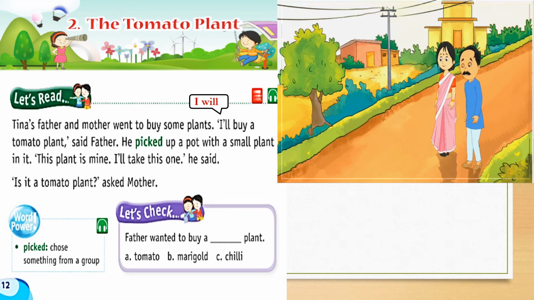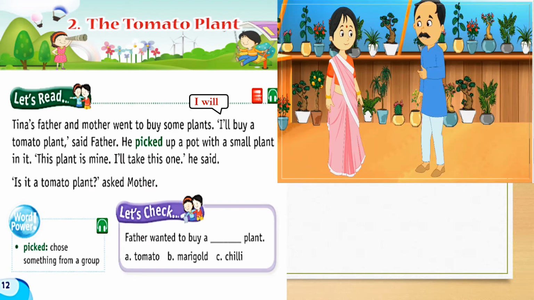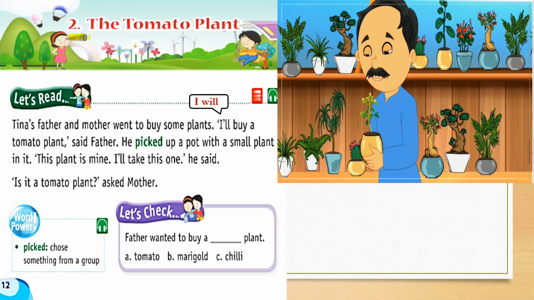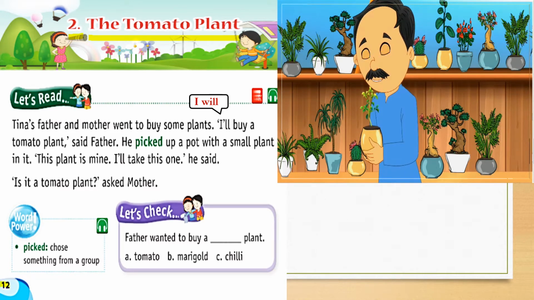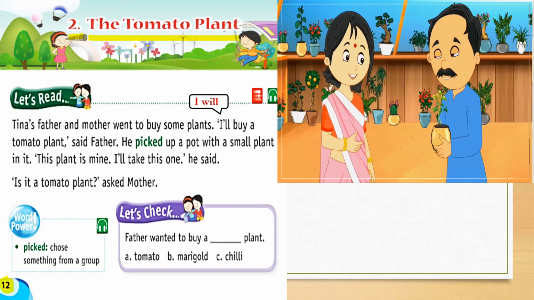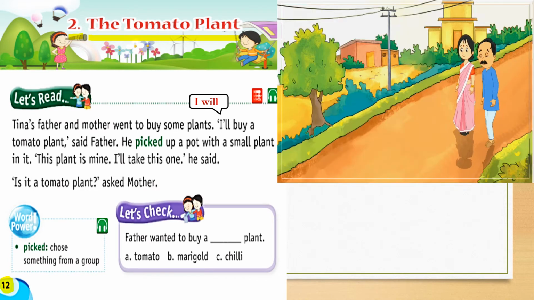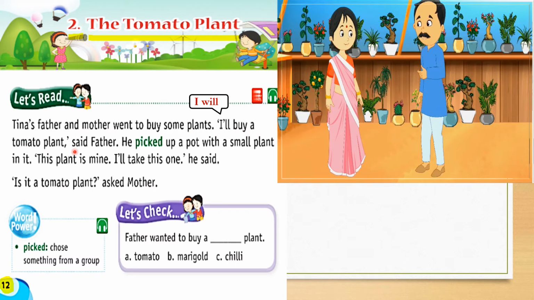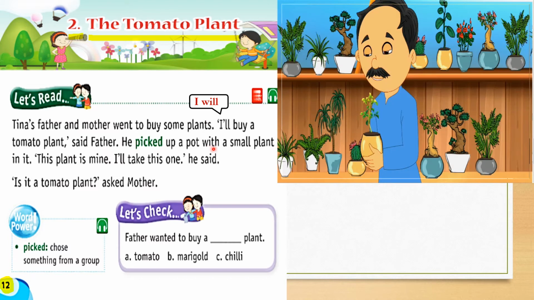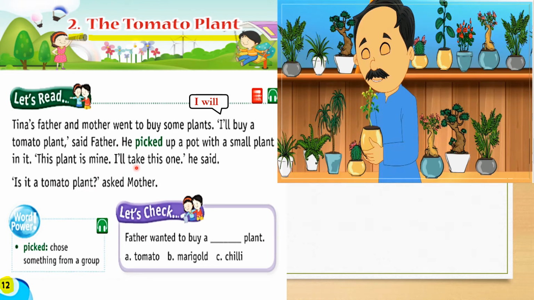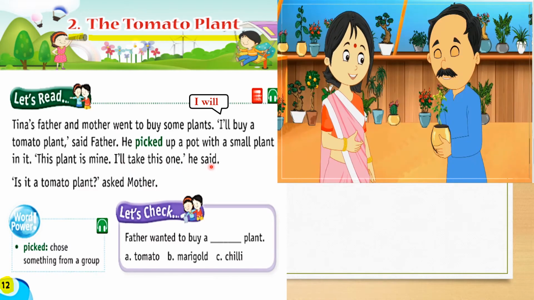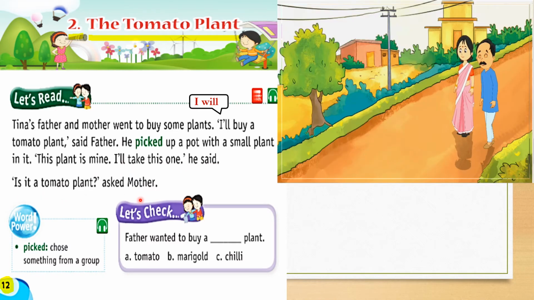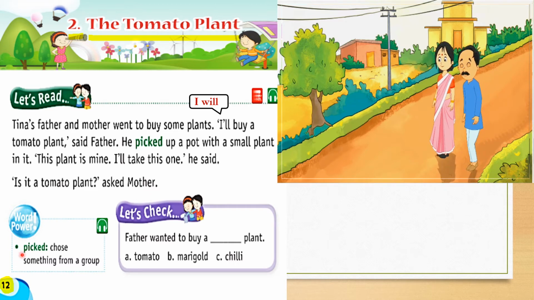Dear students, today we are going to start the lesson with the second chapter, the tomato plant. Let me read you the first paragraph on page number 12. Tina's father and mother went to buy some plants. I will buy a tomato plant. He picked up a pot with a small plant in it. This plant is mine. I will take this one, he said. Is it a tomato plant? Asked mother.